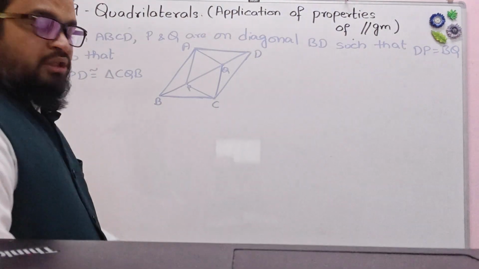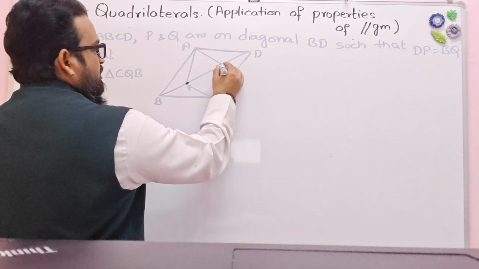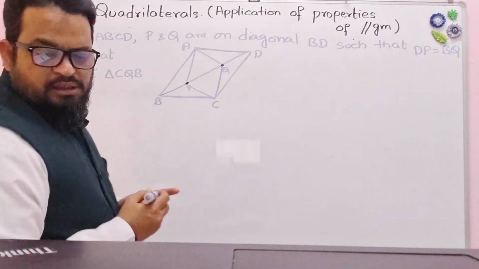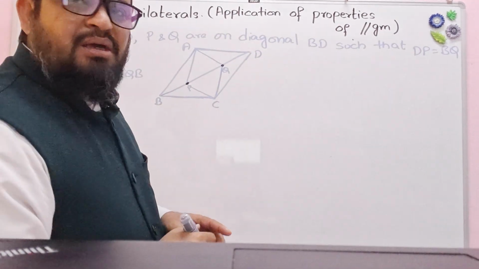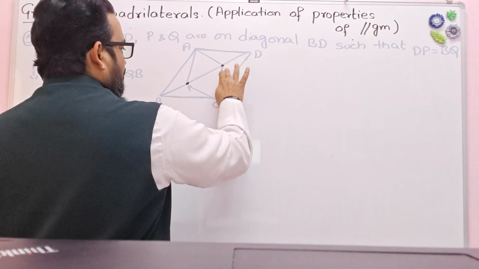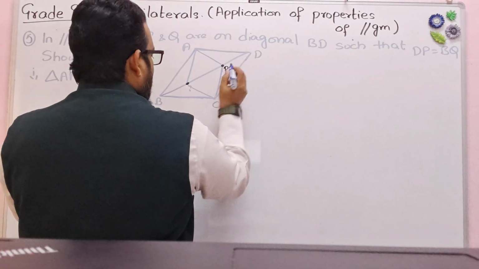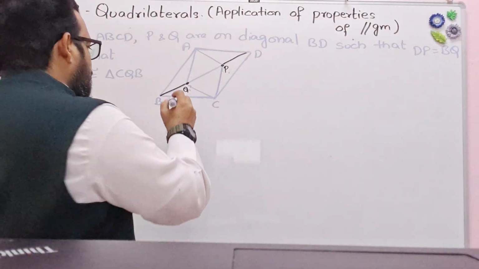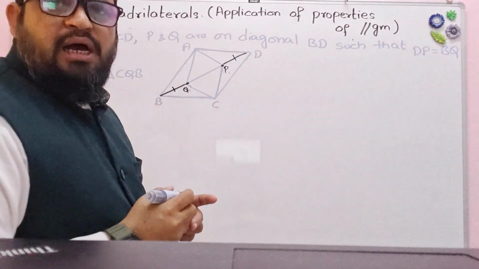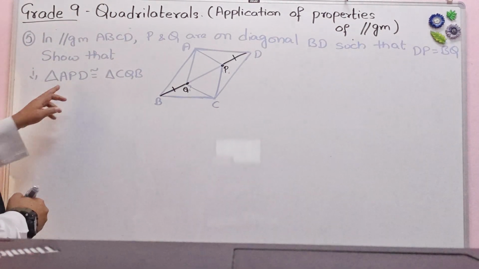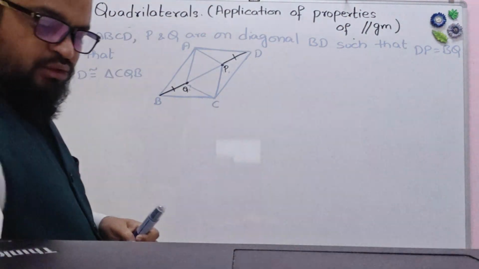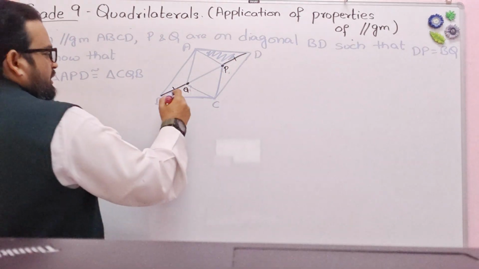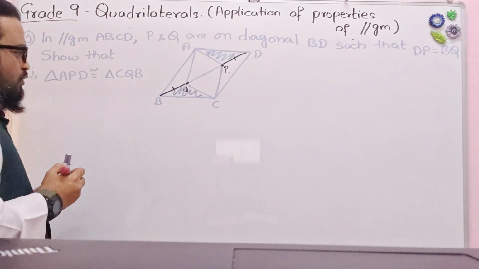So it is given in parallelogram ABCD, P and Q are points on the diagonal, where P is here and Q is here, such that DP is equal to BQ. I have written it wrong. So here it is P and Q. They are telling that DP is equal to BQ. Okay, fine. These two are equal. And after that, show that triangle APD, which is this triangle APD, is congruent to triangle CQB.